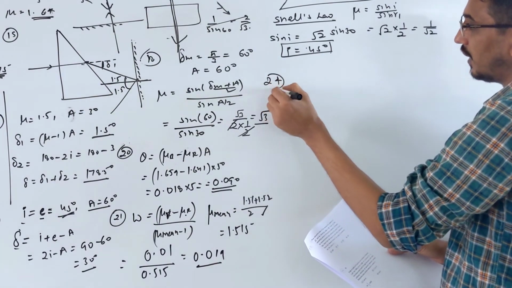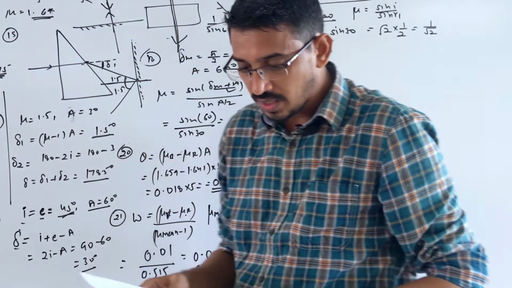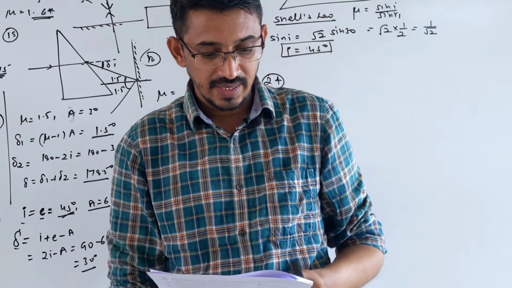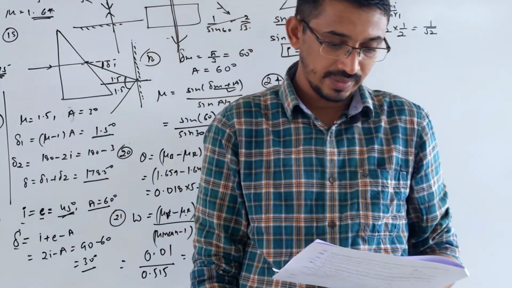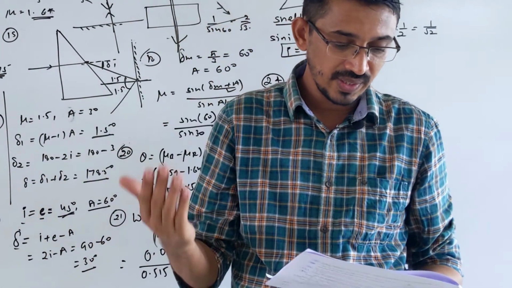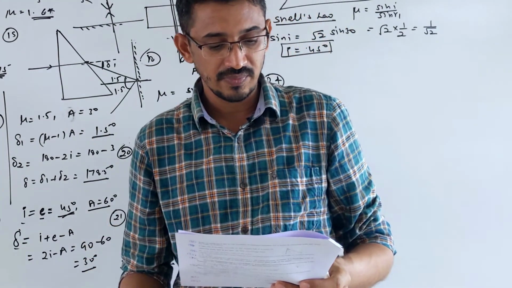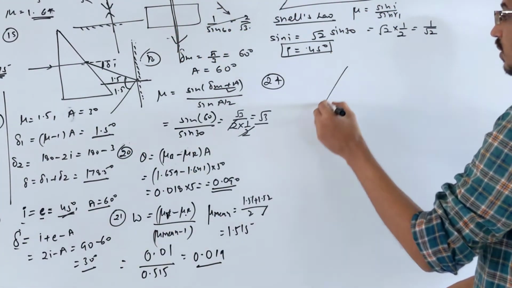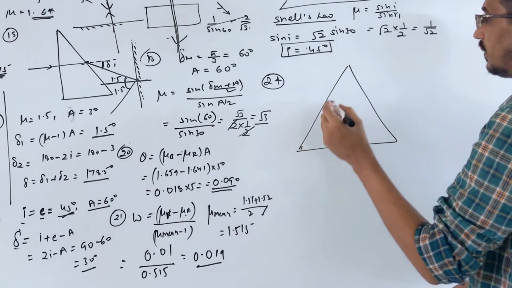24th question, same idea. Let's read it. The angle of the prism is A, and one of the surfaces is silvered. Light rays falling at an angle of incidence of 2A on the first surface return back along the same path after reflection from the second silvered surface. What is the refractive index? So in this question they are asking the refractive index. So it is the same question only.